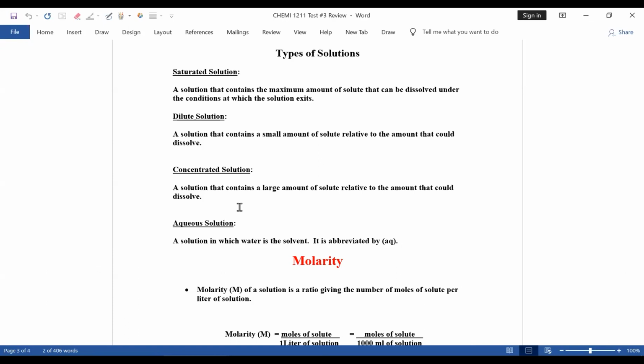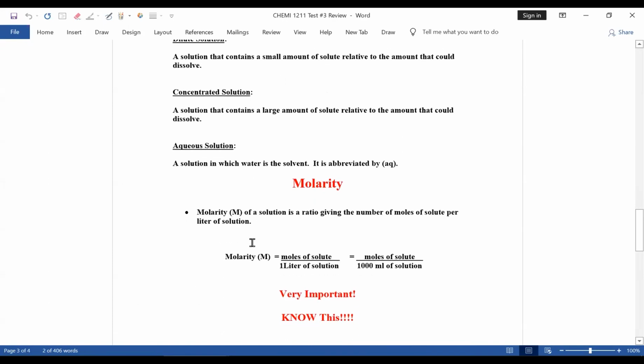Now, a very important definition is aqueous solution. When you see the letters aq in parentheses, that means it's an aqueous solution, which means a solution in which water is the solvent. Aqueous, aq, water is the solvent. Now, I talked about concentration, how much of a solute is in a solution. The important one I want you to know, the other two I talked about were interesting, but for test number 3, is molarity.